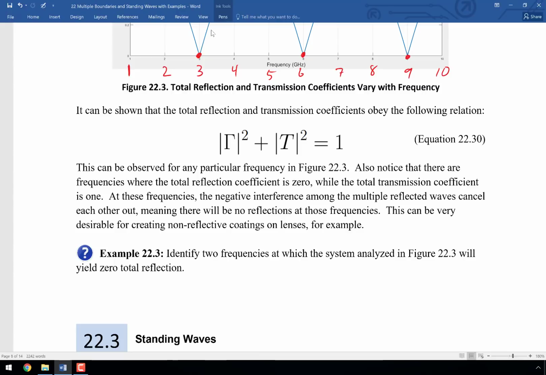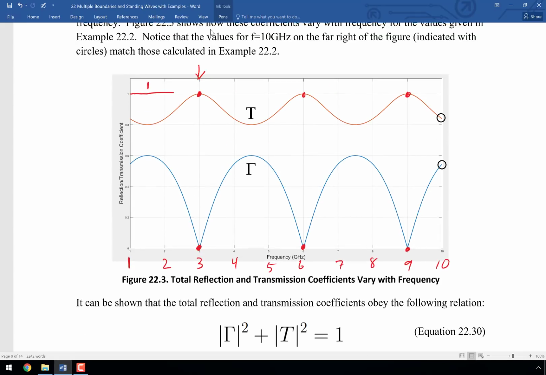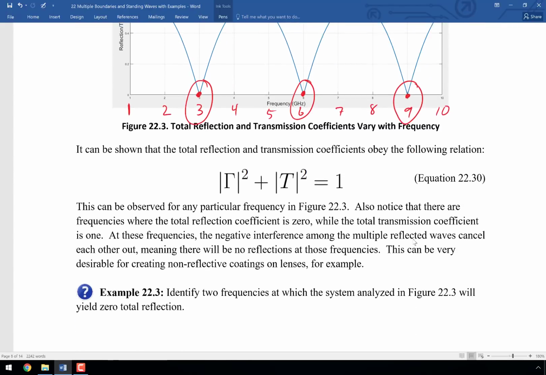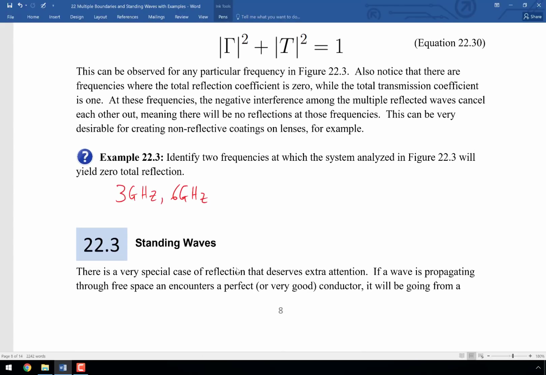So what are two frequencies at which the system in figure 22.3 will yield 0 total reflection? Well, that's just a matter of looking at the graph and seeing where gamma is equal to 0. There are actually 3 of them on this graph, and since they're at regular intervals, you can probably infer that that would continue. So we've got 3 gigahertz and 6 gigahertz. Since it only asked for 2, I'll just list those 2, but just between us, 9 gigahertz would have also been an appropriate answer.